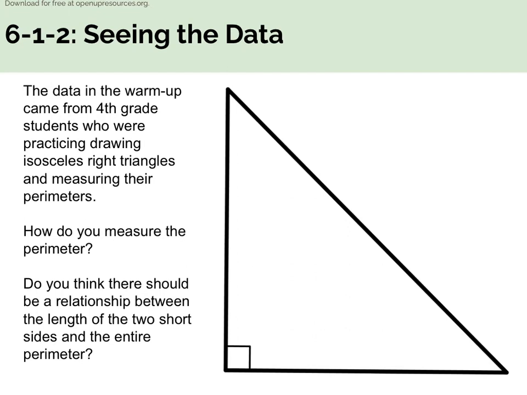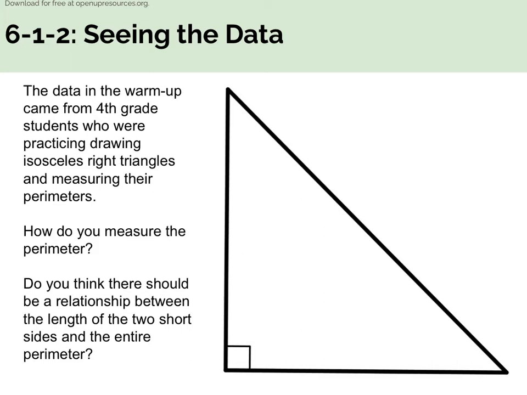So the information that we just saw in our table is actually information gathered from 4th grade students. They were practicing drawing isosceles right triangles and measuring their perimeters. So remember, how do we measure a perimeter? The perimeter is all the way around a triangle, so all 3 sides added together. And do you think there should be a relationship between the length of the 2 short sides and the entire perimeter? So just think about that.